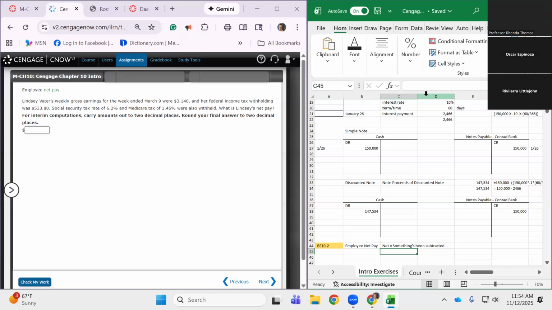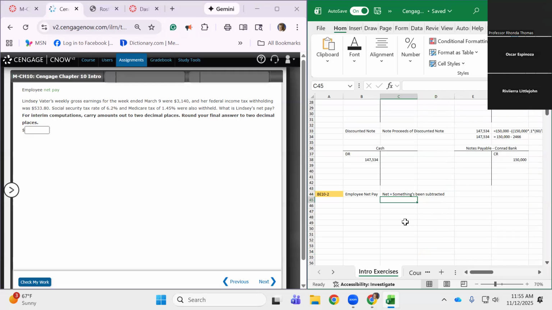All right. So let's figure out what net pay is. We're going to start with the gross pay. This is a weekly pay I'm making on March 9th, $3,140. So we're going to put gross pay down. I like dates because you never know when you're going to have to worry about a date somewhere in the problem. So March 9th, and this is the period.